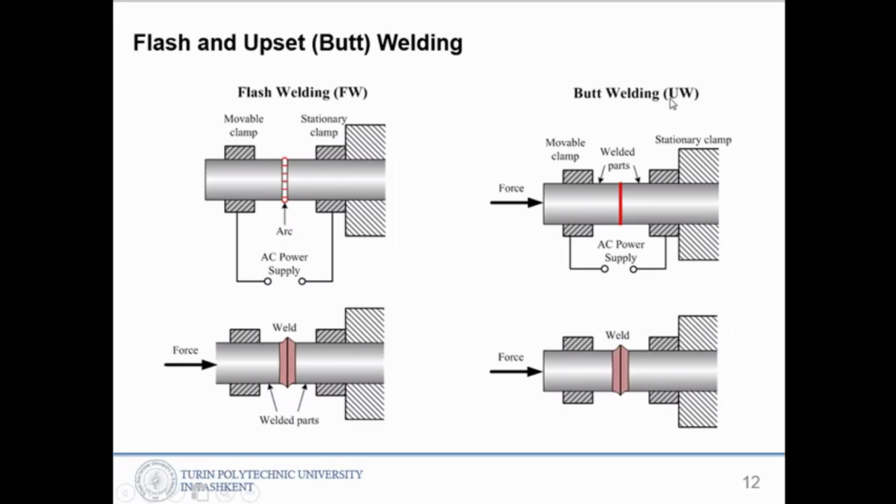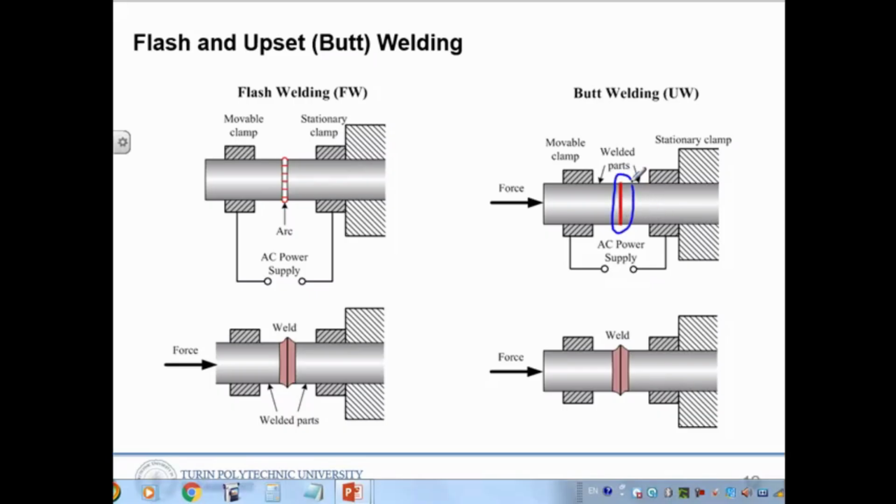So, shortly, we're using the abbreviation UW. In this welding place, there is no flash and no arc. Only the heat is used for this one, and also we are using a force here. But in flash welding there is no force here, no force here. In upset welding, same thing.